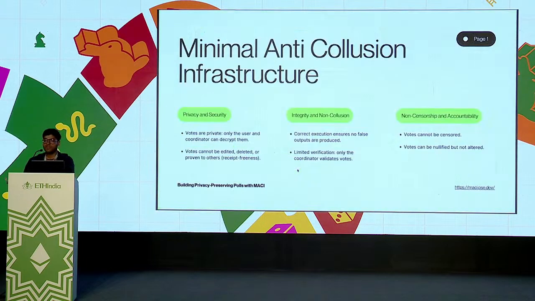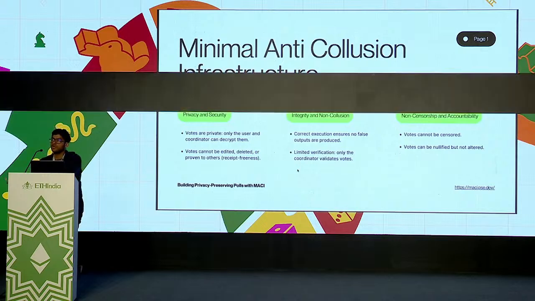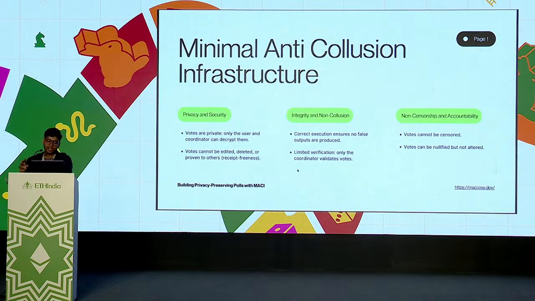So Macy stands for Minimal Anti-Collusion Infrastructure. It allows a coordinator to create private polls which have a few properties. The votes of the polls are only accessible for the user and the coordinator, so only the user and the coordinator can decrypt them. The votes cannot be edited, deleted, or censored. Also, there is no way to prove to anyone that this address has voted in a certain way. Also, it guarantees correct execution, so it cannot produce false output.